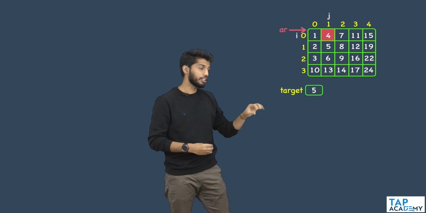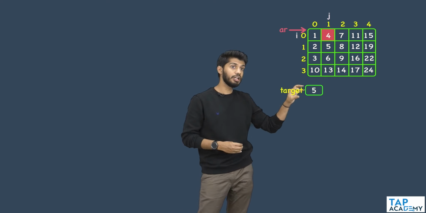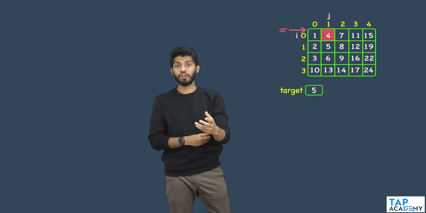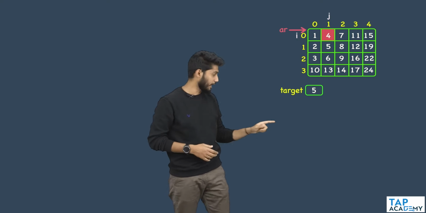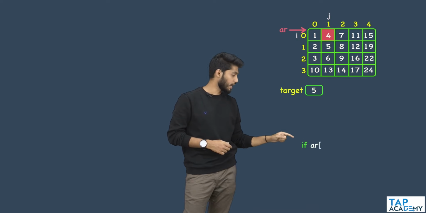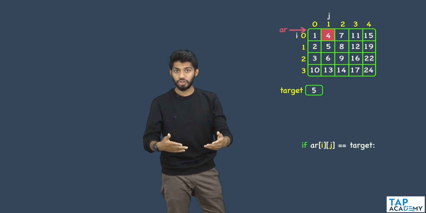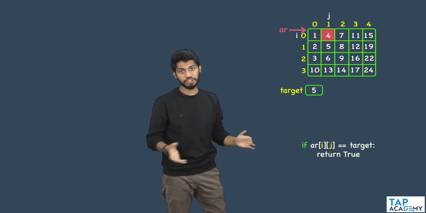Now what I would do is very simple. I will again check whether the target element is equal to AR of ij. Is it equal to AR of ij? No. So in case it was equal to AR of ij, what I had to do is just return true. So I will just write that condition as of now. If AR of ij is equal to target, I need to return true. In this case, it's not.